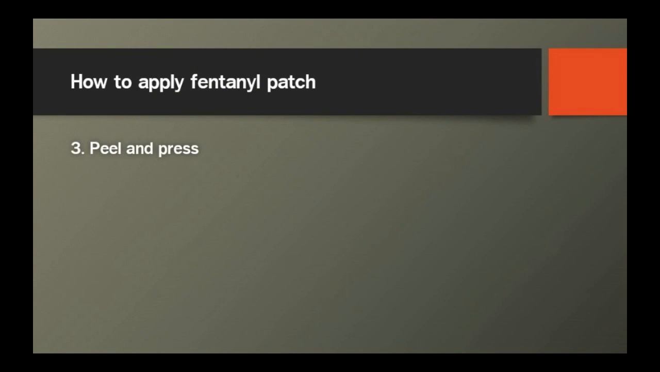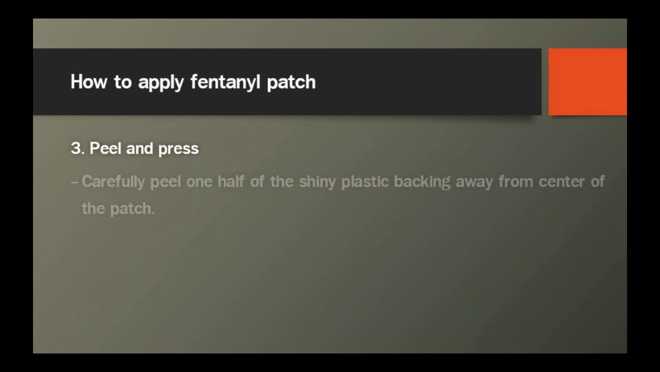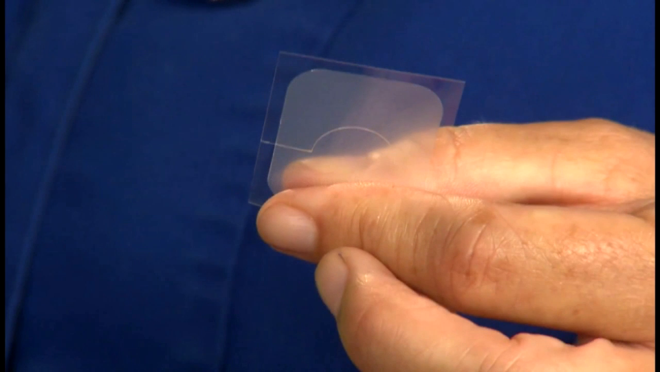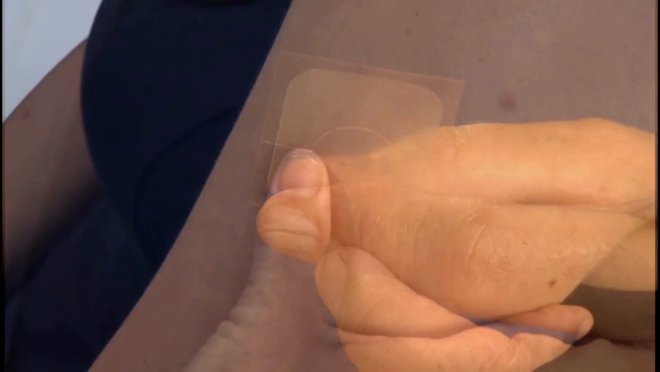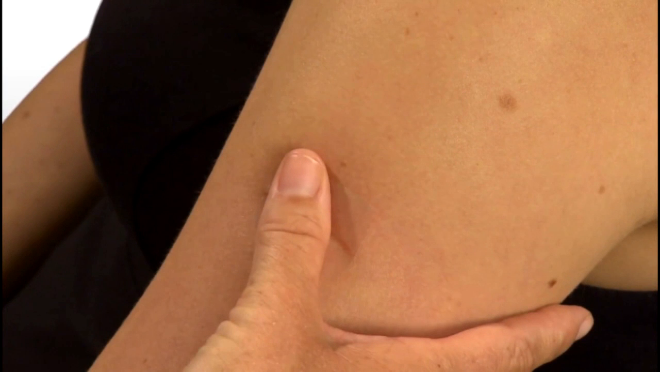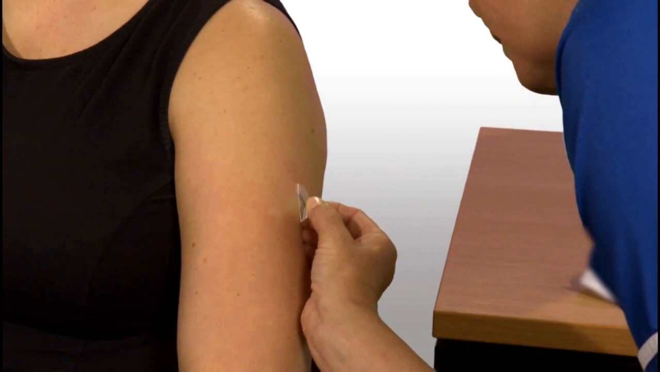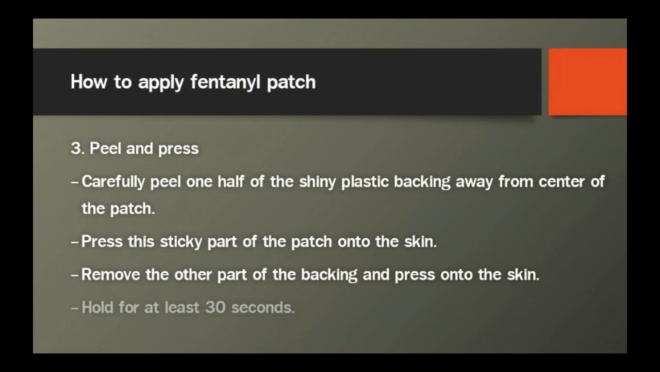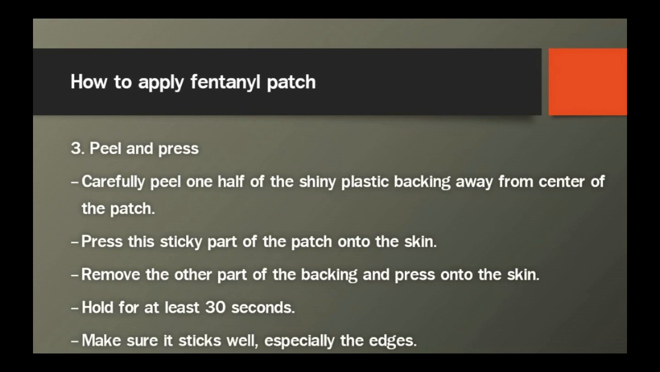Step 3. Peel and press. Carefully peel one half of the shiny plastic backing away from the center of the patch. Press this sticky part of the patch onto the skin. Remove the other part of the backing and press onto the skin. Hold for at least 30 seconds. Make sure it sticks well, especially the edges.